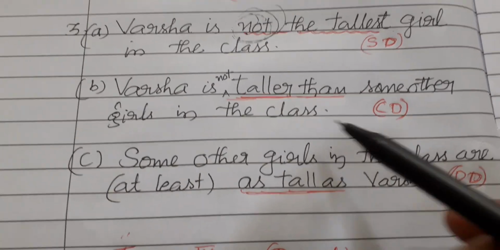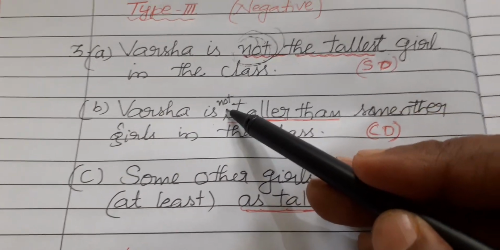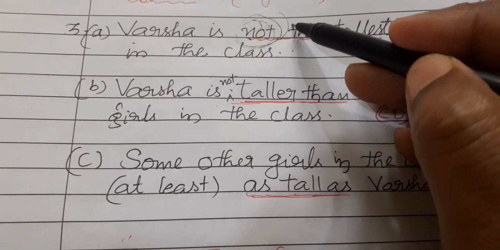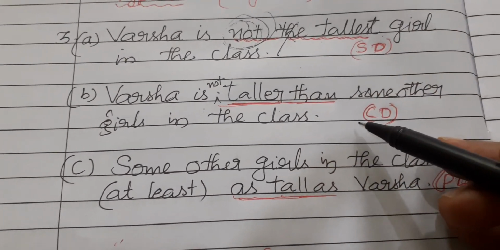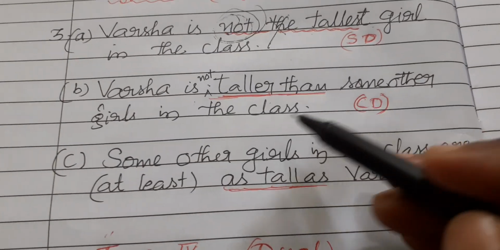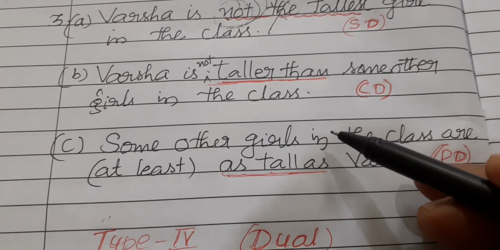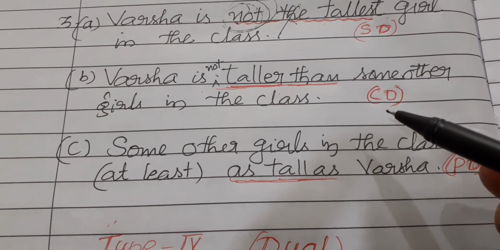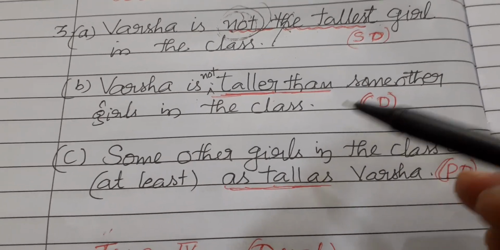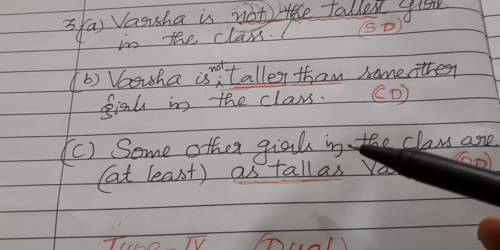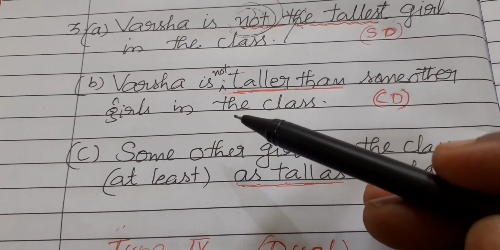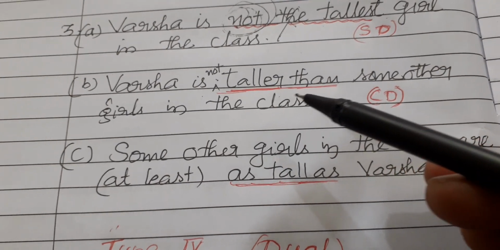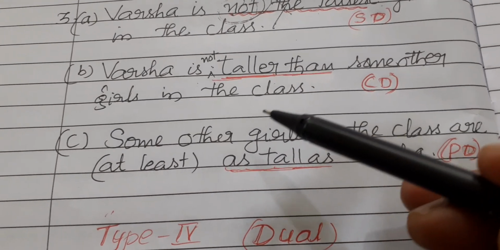SD. Right, CD. Varsha is not taller. The we should not write. It is only for SD. Not taller than some other girls in the class. So in type 2 we wrote many other, no, but in type 3 we have to write some other. So these words we must remember. Okay, by practice you can easily come to know about it. Practice is required. Okay, one or two examples not enough. Varsha is not taller than some other girls in the class.